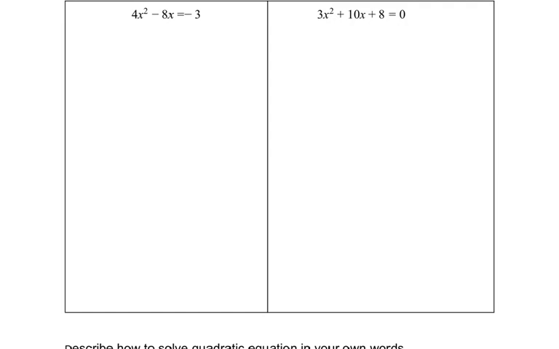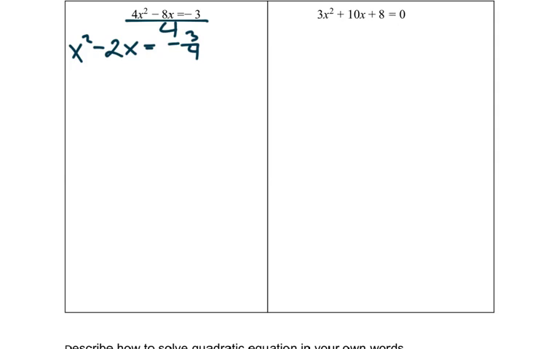Alright, the next example, 4x squared minus 8x is equal to negative 3. First, the leading coefficient is 4, so I'm going to divide everything by 4. So I get x squared minus 2x is equal to negative 3/4.